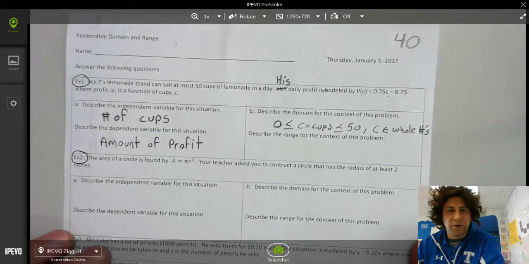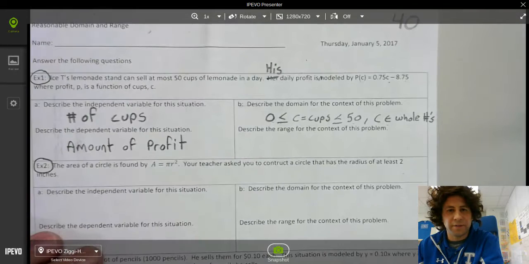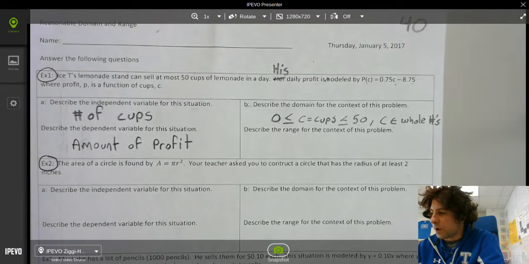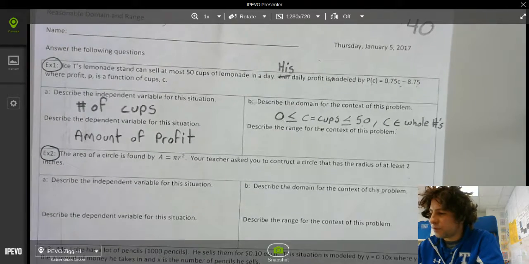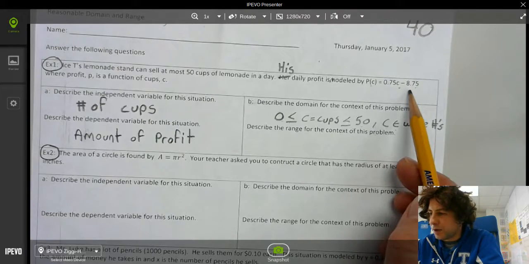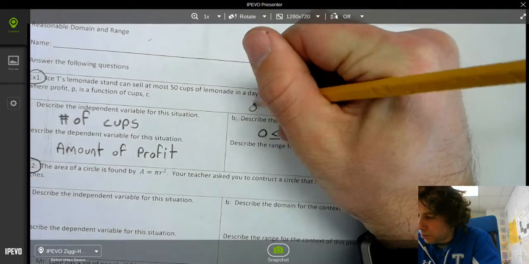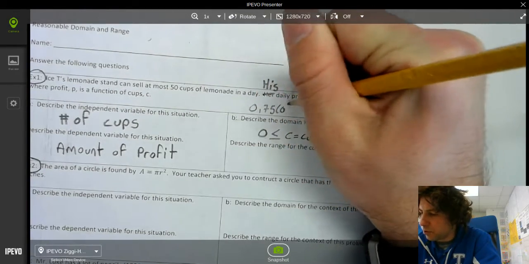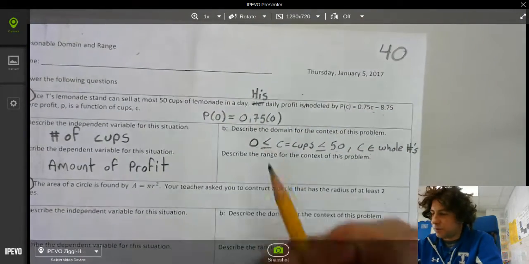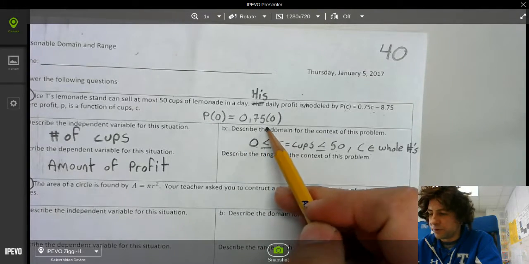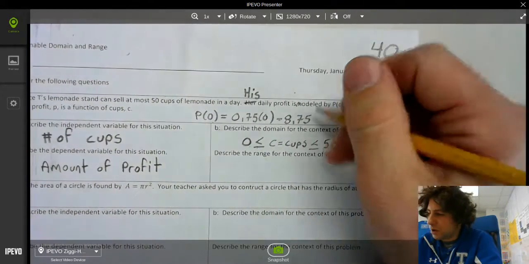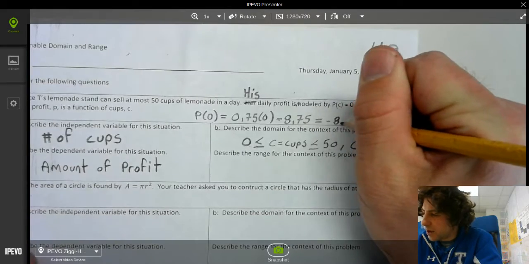All right, so let's look here. Describe the range for the context of this problem. Okay, so first off, the range, when it comes to profit, we start out with a negative profit. If we have 0 cups, then 0.75 times 0, so that's P of 0. That means the profit when you have 0 cups is equal to 0.75 times 0 minus 8.75. Well, when you have 0 cups, your profit's negative 8.75.